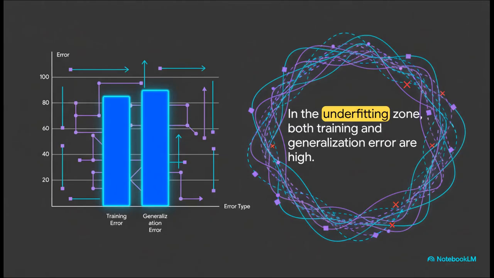The telltale sign of underfitting is super simple. Both the training error and the generalization error are really high. The model is failing on the practice test and on the final exam. It's a flashing red light that tells you the model itself just isn't powerful enough for the job.